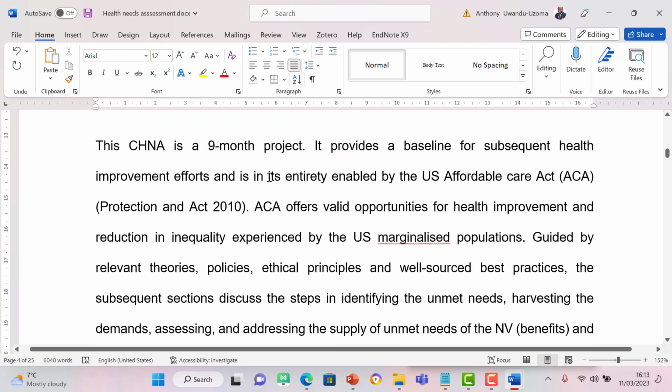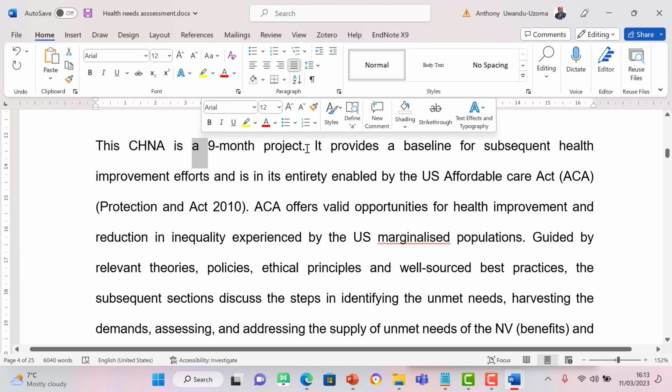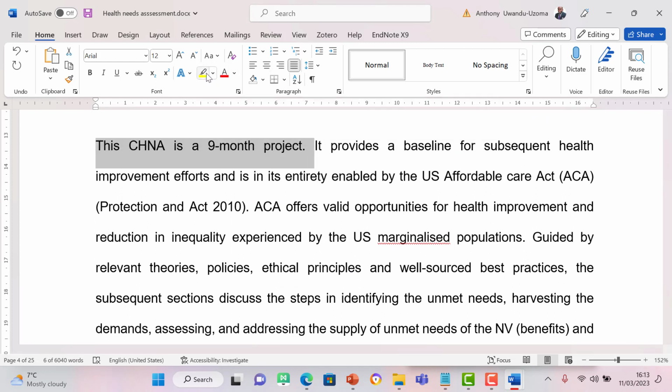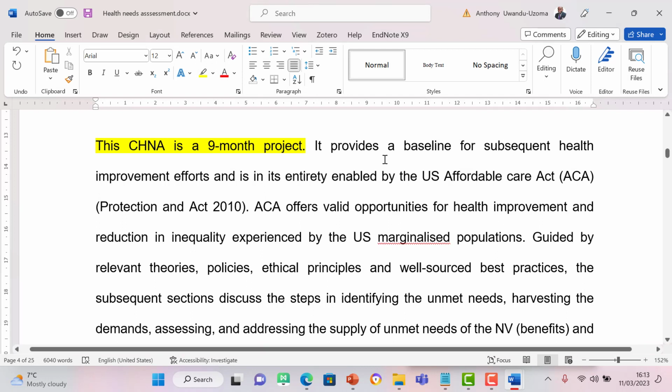Now, the things I'm looking for if I'm to mark this: I'm looking for the period. How long is this project? Are there considerations for resources? All right. Then I didn't say this in my video.